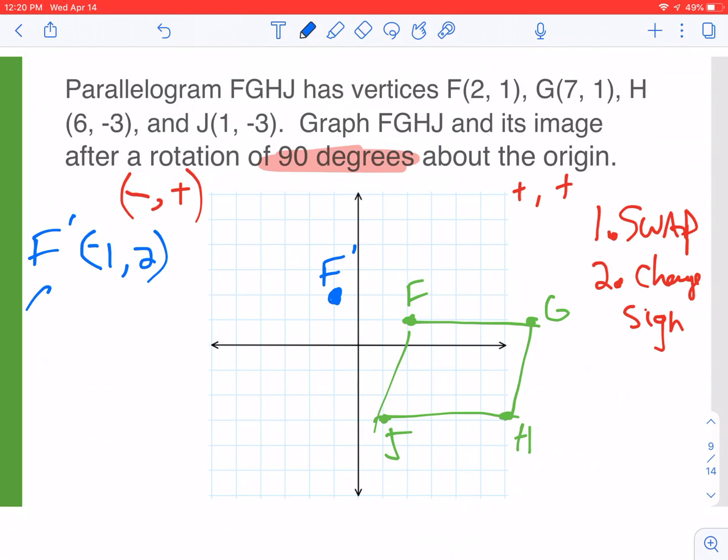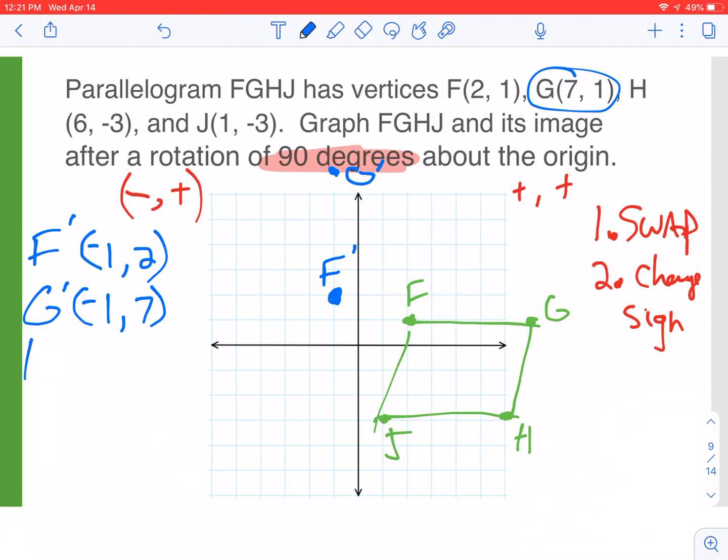Okay, let's look at G prime. I'm going to do the same thing. I'm going to swap my points, right? We're looking up here. It says 7, 1. I'm going to swap it to 1, 7. But now what quadrant is it in? It's in this quadrant. Oops, wrong place. And it's off the graph. I apologize. That's G prime. So it's going to be -1, 7.